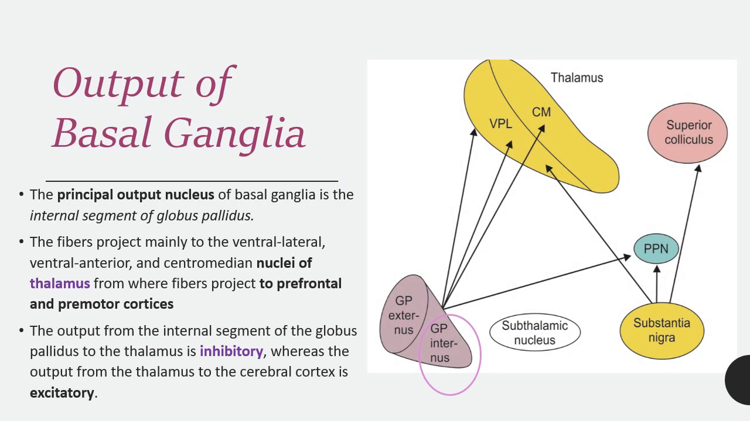Output of basal ganglia. The principal output nucleus of the basal ganglia is the internal segment of the globus pallidus. The fibers project mainly to the ventral lateral, ventral anterior, and centromedian nuclei of the thalamus, from where fibers project to prefrontal and premotor cortices. The output from the internal segment of the globus pallidus to the thalamus is inhibitory, whereas the output from the thalamus to the cerebral cortex is excitatory.